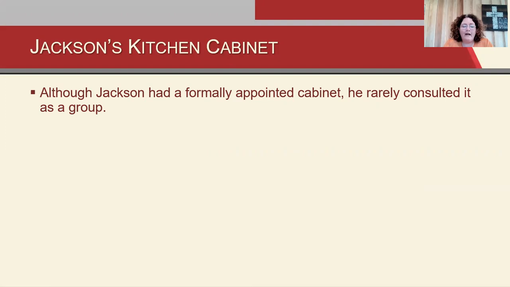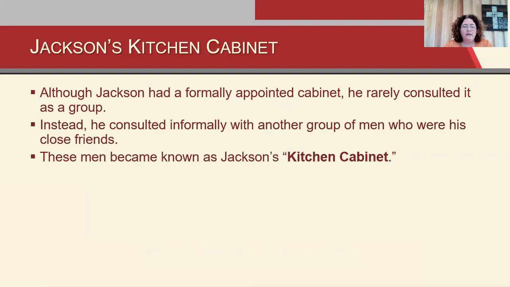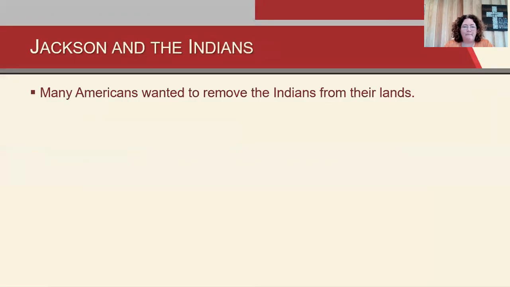Now, why would Jackson appoint these men into a position but yet not consult them? Why didn't he consult this other group, or why didn't he appoint this other group of men to be part of his cabinet instead? It could have been a political move on his part, lots of different reasons it could have happened. So as I said, this group became known as Jackson's kitchen cabinet.